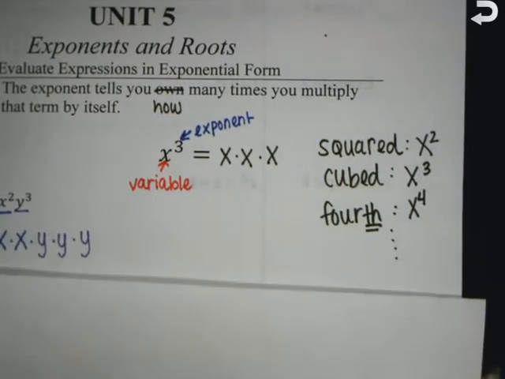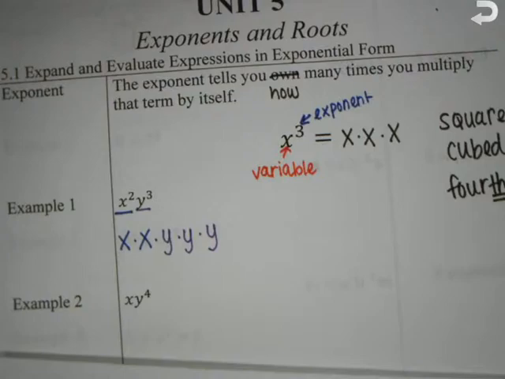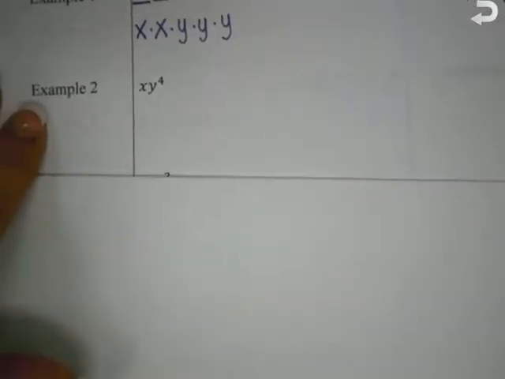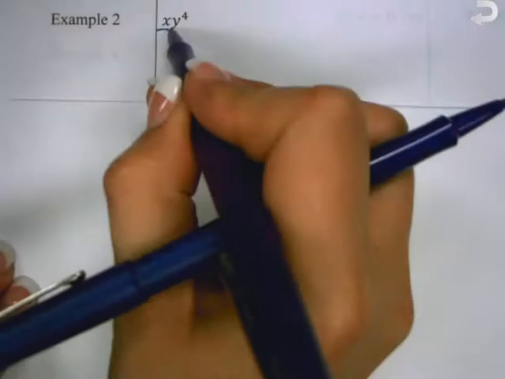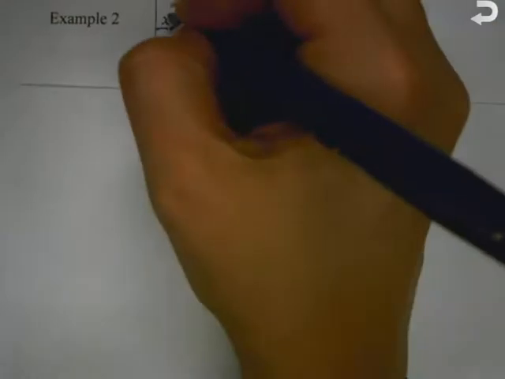Example 2 asks us to expand x, y to the fourth. If there is no exponent attached to the x, how many times do we multiply it? Just the 1 time. So if there is no exponent, it's like there's an exponent of 1 up there. You just can't see it. You know how our 1s are invisible sometimes? Same thing. So what would this be? This would be x times y times y times y times y.